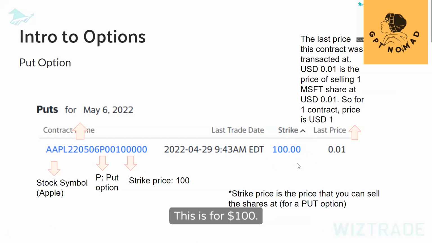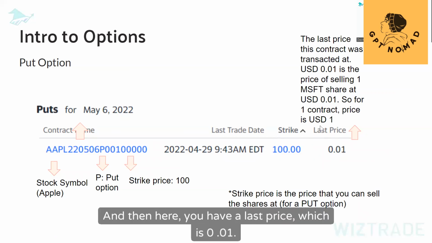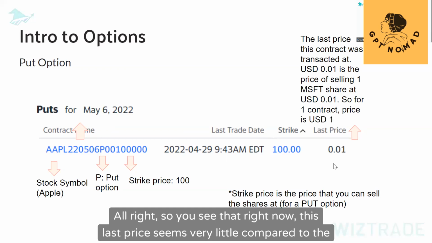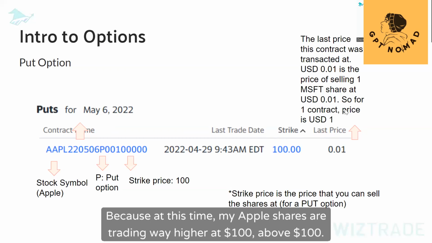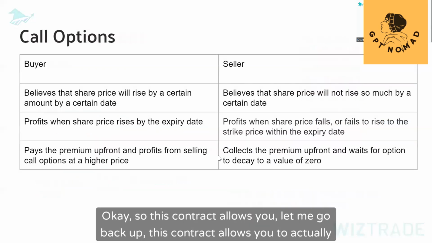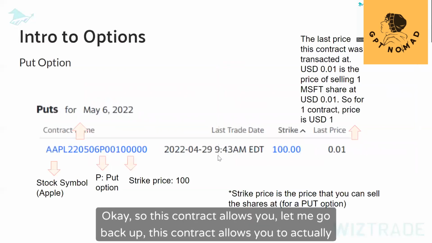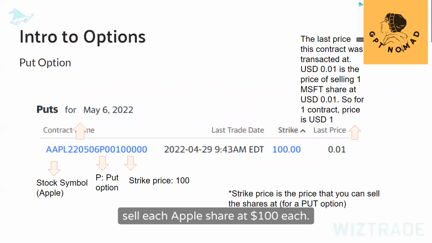Right, we have a last price which is 0.01. Alright, so you see that right now, this last price is ready to compare with the Microsoft example, right? Because at this time, Apple shares are trading way higher, like $100. Okay, so this contract allows you to actually sell each Apple share at $100 each.